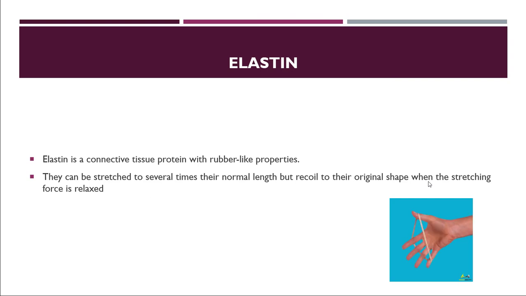Now let's go for the elastin. Elastin is the second most important protein that we are going to discuss in this video. Elastin is a connective tissue protein with rubber-like properties. They can be stretched to several times their normal length, but recoil to their original shape when the stretch force is relaxed. So just like a rubber band, you can stretch it, you can relax it, and it's coming back into its original shape. Bingo.